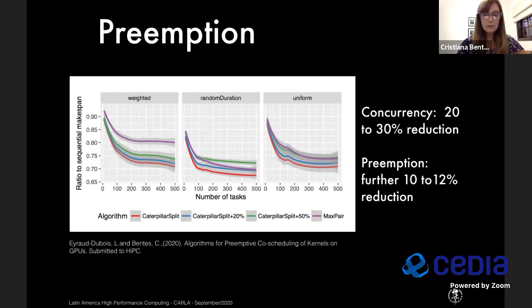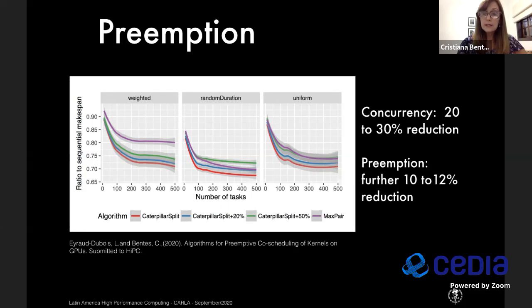The red, blue, and green curves are our algorithm running, and the purple curve is the state of the art without preemption. What we saw is that the concurrent execution provides a 20 to 30 percent reduction in the execution of the kernels, and the preemption provides further improvements in reducing the turnaround time of the kernels. If we can preempt, we can reduce the average turnaround of the kernels.